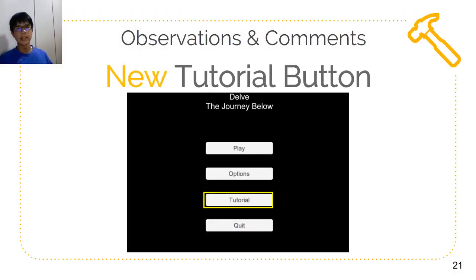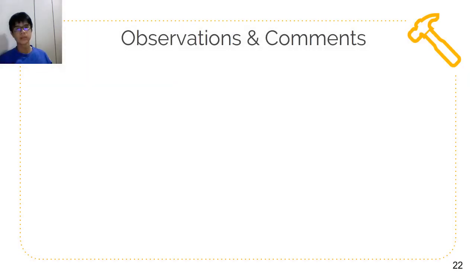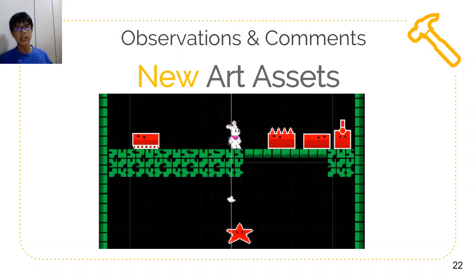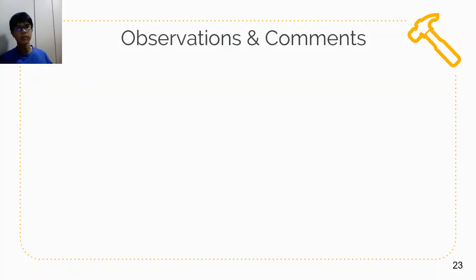A new tutorial button has been added to the main menu to show the player the rules, the goals, the mechanics, and the controls. The art has also been changed and improved to allow users to be able to distinguish the objects. We have the walls, the platforms which can be destroyed, enemies which can be distinguished easily from afar, the new player sprite, and the new black background.